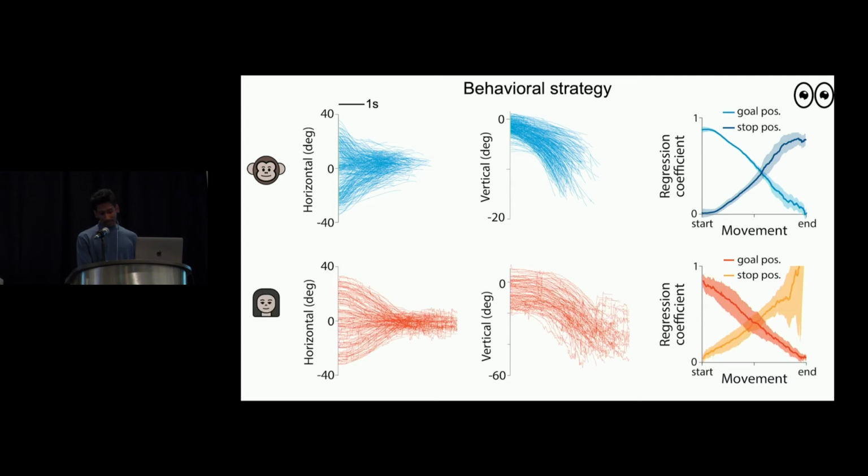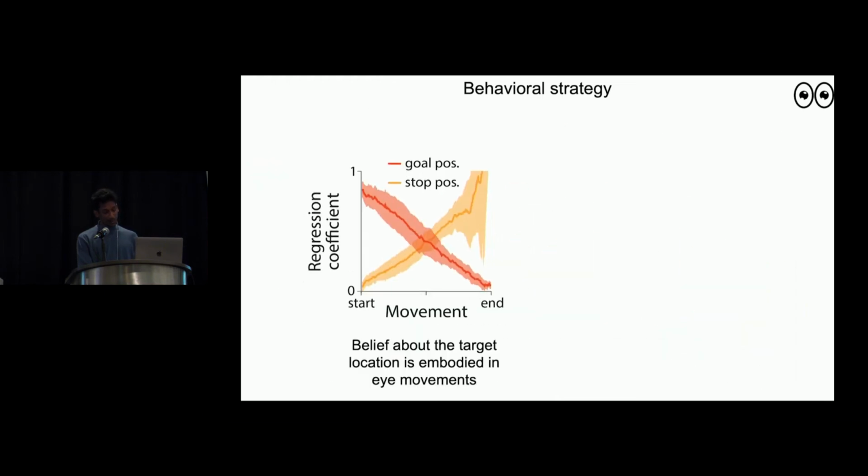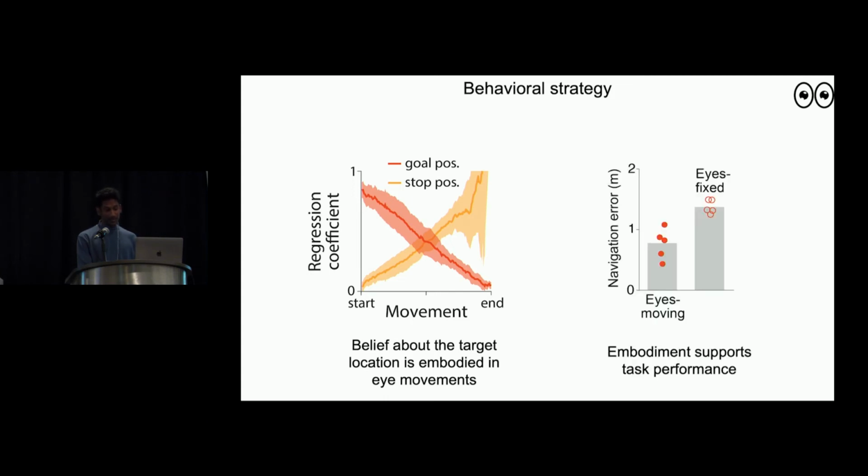And we see a very similar pattern of eye movements in humans, so this seems to be a generic strategy that's conserved across both species. Now, what I've shown you is that belief about the relative goal location is embodied in eye movements, but is this actually necessary to do the task? Well, if we ask humans to perform the same task by not moving their eyes, their performance is substantially worse. So it seems like this embodiment somehow goes into supporting task performance.